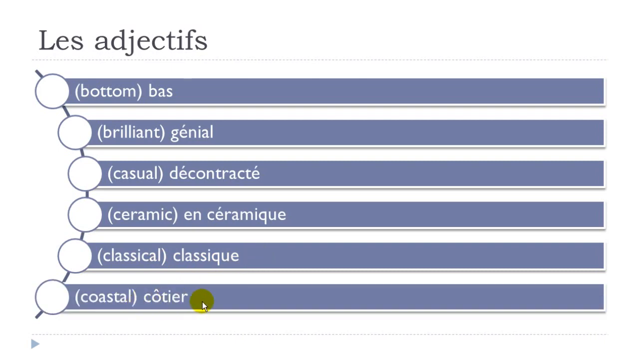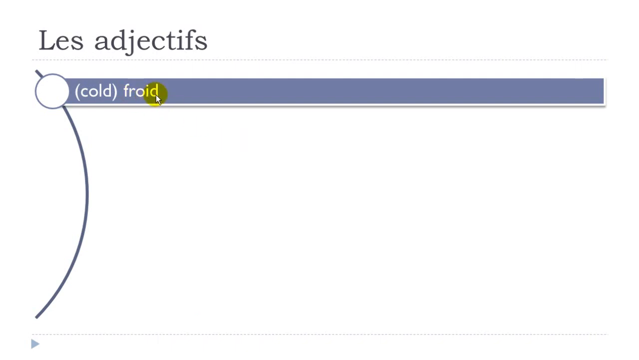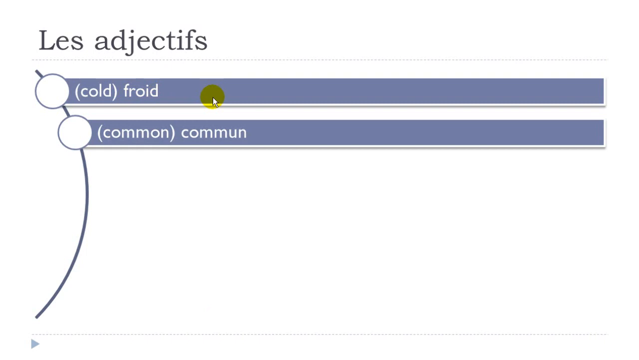Côtier. Okay, so here you get this O, accent circumflex. You tend to insist a little bit more on it, so it's a bit lower. Co. Okay, côtier. Okay, I-E-R here. Ye. Côtier. Froid. Final D not pronounced. Froid. Commun. Okay, UN, un. Commun.